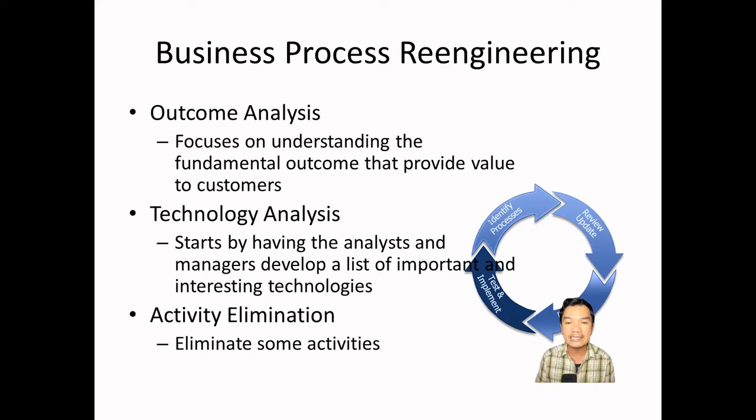But what are the analysis requirements to be able to perform well in business process reengineering? Number one is outcome analysis. This focuses on understanding the fundamental outcome that provides value to customers. An example of an outcome analysis, from my perspective, is an insurance company. Here, we look at the customer perspective, because that's the process approach. We look at the customer side.